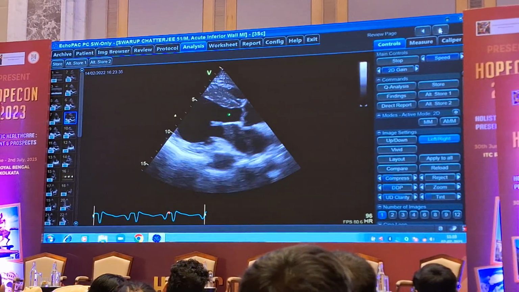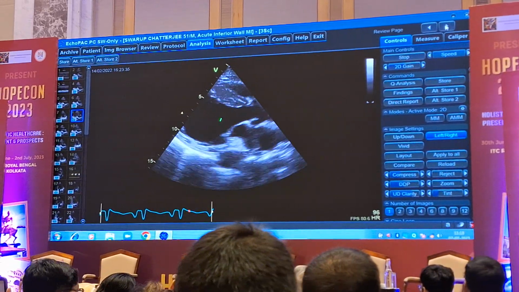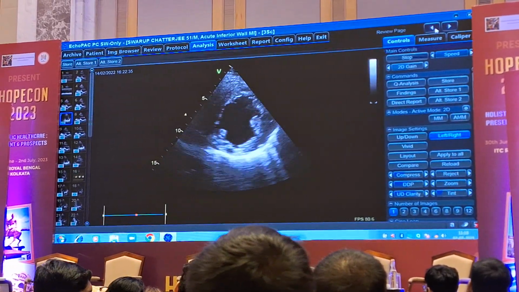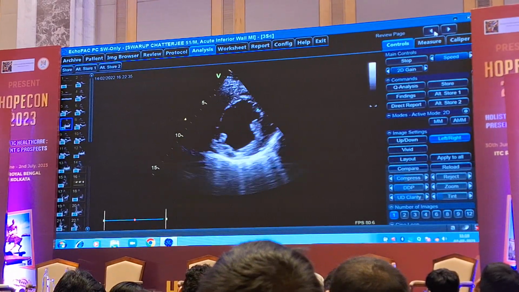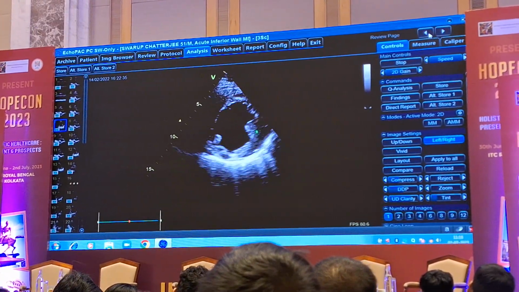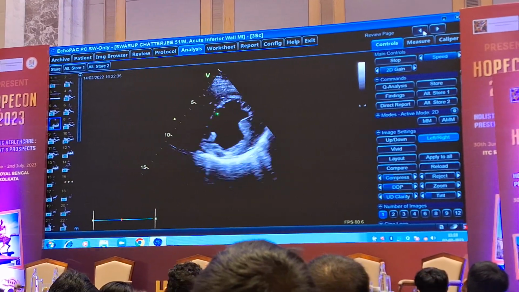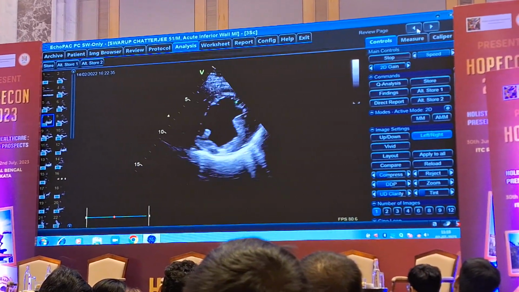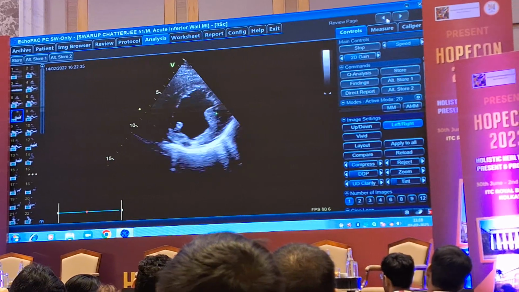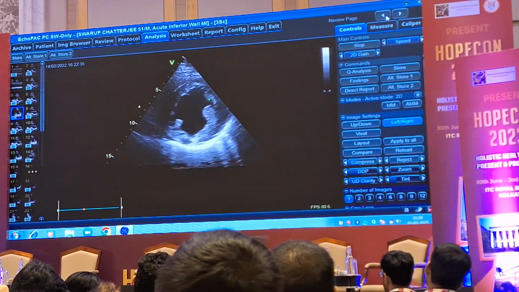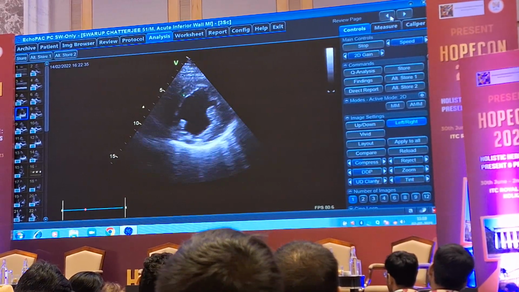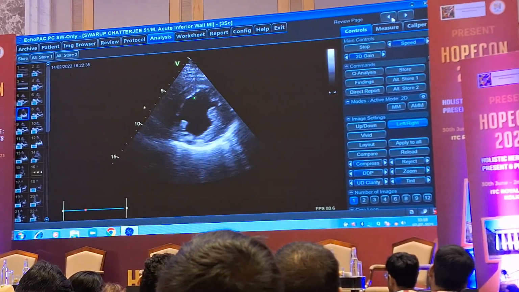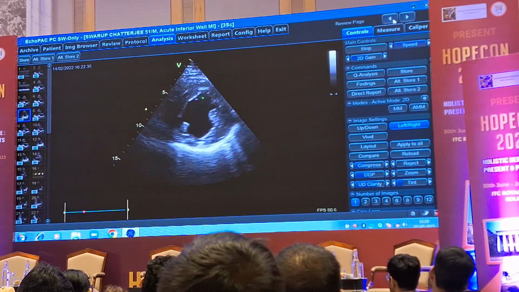Here, one or two things to note. Can you go back to that? So he has done a parasternal short axis cut through the papillary muscle level. So this is the RV, this is the septum, this is the lateral wall. The systolic thickening is quite good. Some amount of movement is also there, but movement analysis and wall thickening analysis are a bit different. Wall thickening is much more important.